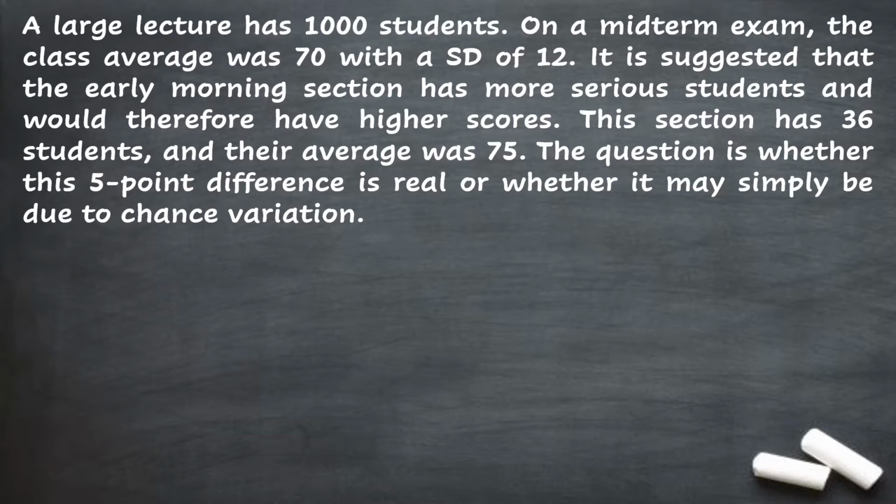The question is whether this 5-point difference is real or whether it may simply be due to chance variation. First step is to identify the null and alternative hypotheses.